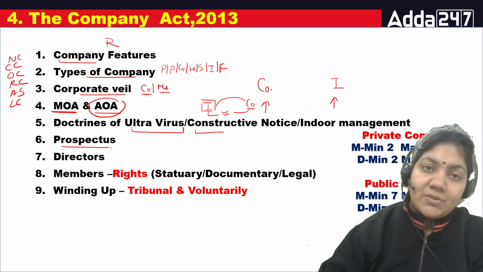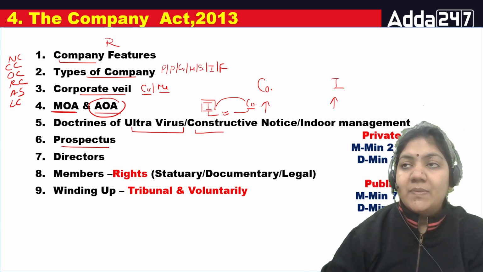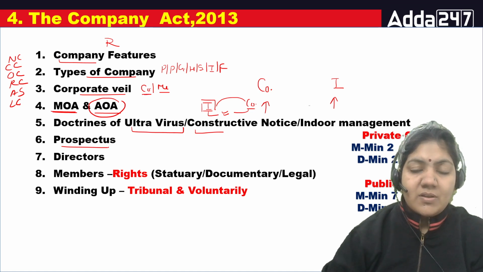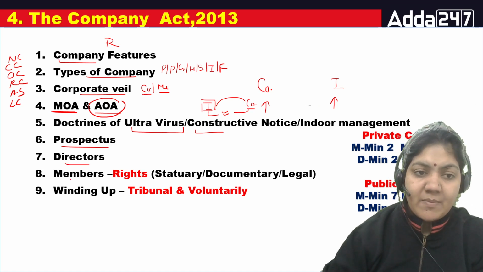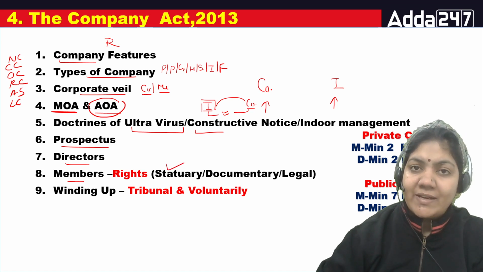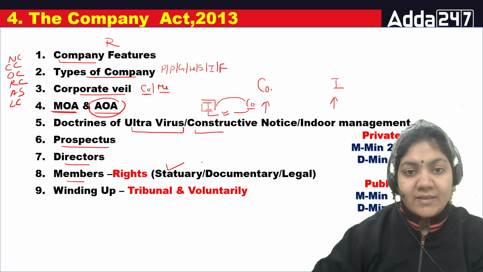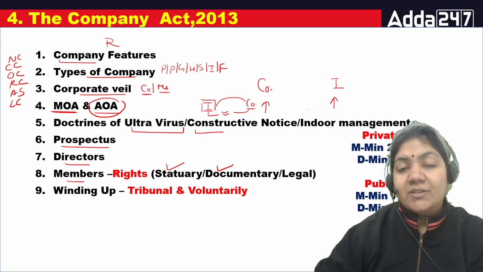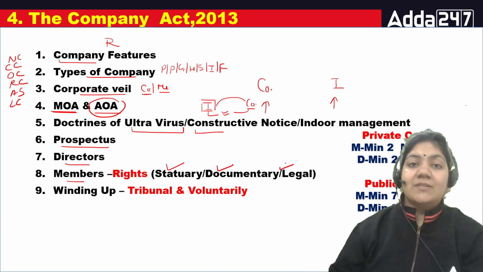Prospectus is just like a brochure, it talks about the financials, or you can say the future plan of the company, that is called prospectus. Directors, member: a member has a statutory right that is written in the act, documentary right that is written in the document, and legal right that is a general right.